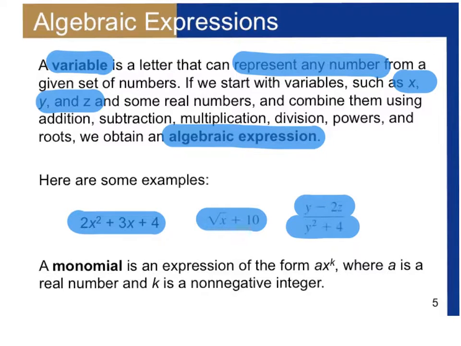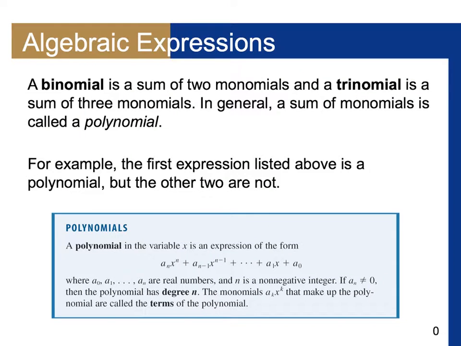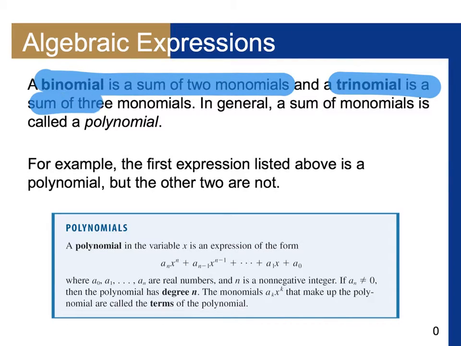So a monomial is an expression of the form a times x to the k, where a is a real number and k is a non-negative integer. So think of this as a monomial here, 2x squared. This is another monomial, 3x, and this is another monomial. We call those terms. So this thing has 3 terms because it has pluses in between each term. A binomial is 2 monomials, so it has 2 terms. A trinomial is 3 monomials or 3 terms. When we talk about anything with some terms in it, we call it a polynomial. It could have 1 term, 2 terms, or more than that.